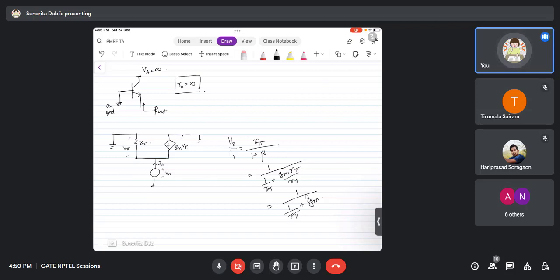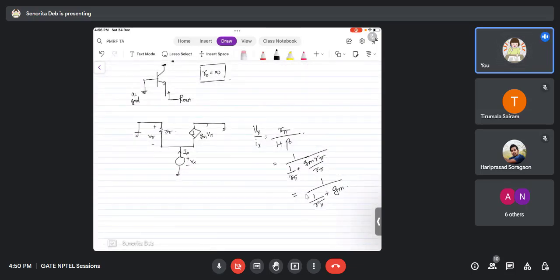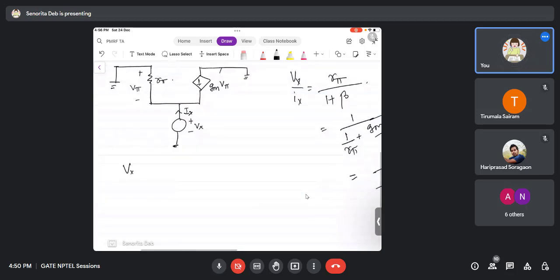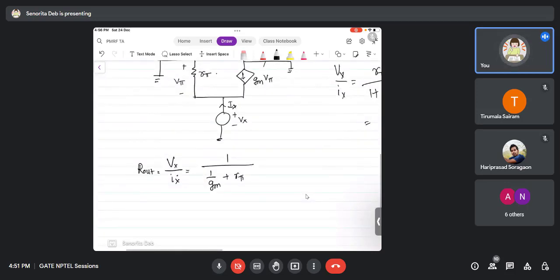Okay, so this is a very important result. You might face this from a GATE point of view. So you see, this is nothing but Vx upon Ix equals 1 upon 1 by Gm plus R pi, right? Sorry, I just wrote the opposite thing. So what is happening? Vx by Ix is resistance. We are finding out R out. Again, look into the units. 1 upon admittance should be resistance.